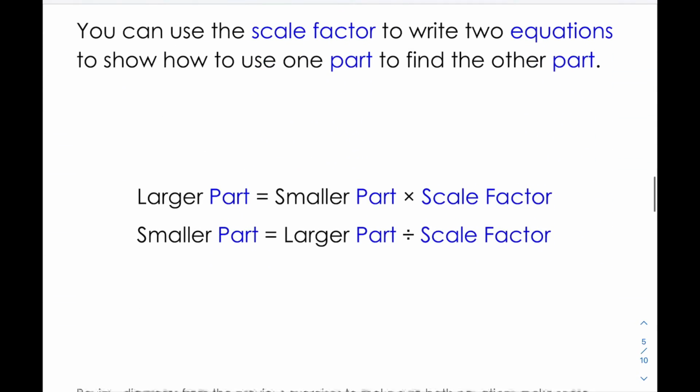You can use the scale factor to write 2 equations to show how to use one part to find the other part. So it could be written this way, where the large part is equal to the small part times the scale factor, or we can flip it around. The reverse of a multiplication is a division. So we could say the smaller part is equal to the larger part divided by the scale factor. So 2 different ways we can do this.